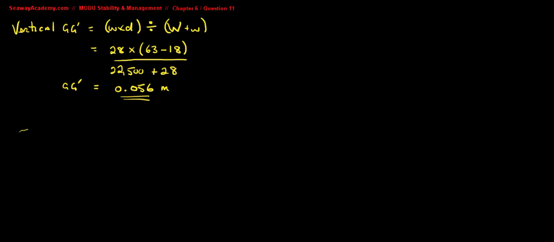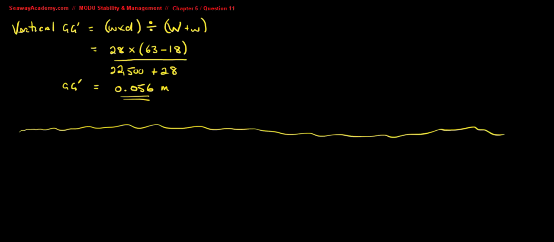In the question they told us that the horizontal difference is 30 meters. That's from the center line of the vessel. So that would be your D. So the formula for your horizontal shift is your G1 to G2 equals your weight times the distance. Okay, and again, that's the distance from the center line. This is going to be divided by the displacement plus the weight.